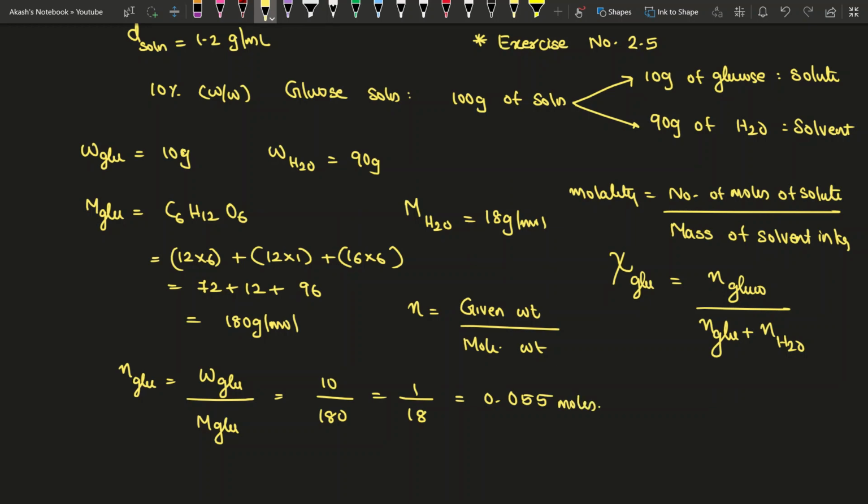The same way you can calculate the number of moles of water, equal to the weight of water divided by molecular mass of water. What is the weight of water? Weight of water is 90. Molecular mass of water is 18. 90 divided by 18 is equal to 5 moles. So we got number of moles.